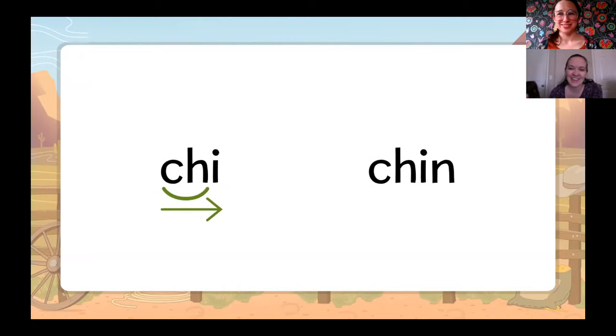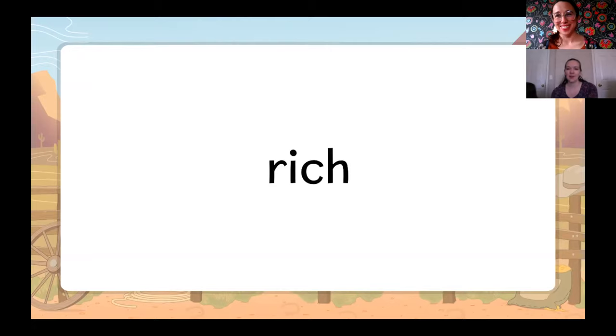Okay, great. Let's look at the last one for the CH digraph. So we have the CHI slide, and building onto that with the letter N, we're going to build a word, and we have a digraph there. We're going to arc that together, and then we're going to put an X under our vowel. Let's read the slide together, friends. It says, chi. And the word is chin. Chin. I have a chin on my face. All right. What's a chin?